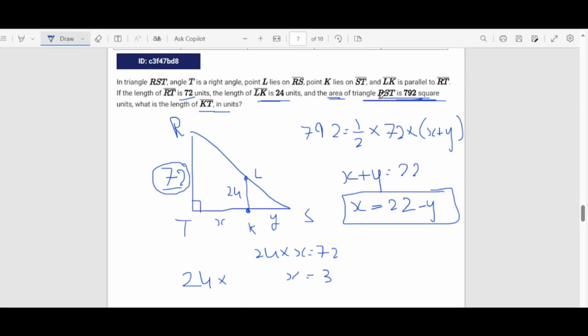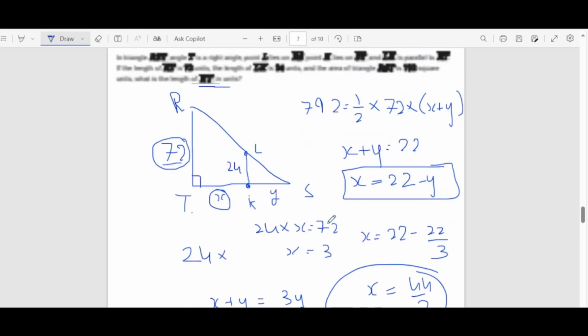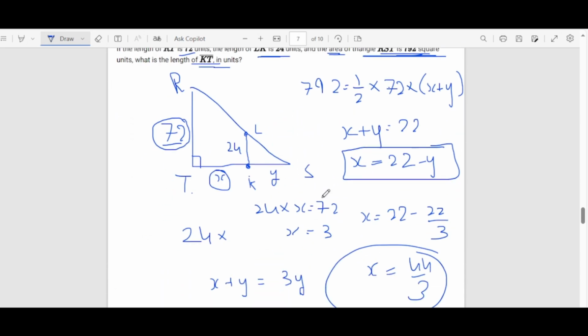They told us to find the length of KT, so they told us to find x. We've got the value of y, so let's find x. x equals 22 minus 22 by 3, which gives us 44 by 3, and this is our answer. So this was a bit of a difficult question, but eventually we solved it.